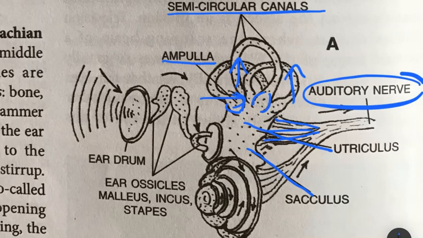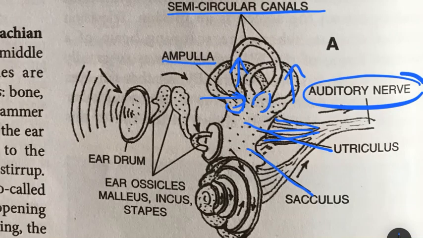Now, these parts also contain sensory cells for static balance. Static balance means when the body is not moving, when it is stationary, like when you are standing or when you are sitting. Now, coming to the two functions of the ear, the internal ear is involved in two sensory functions, hearing and body balance.